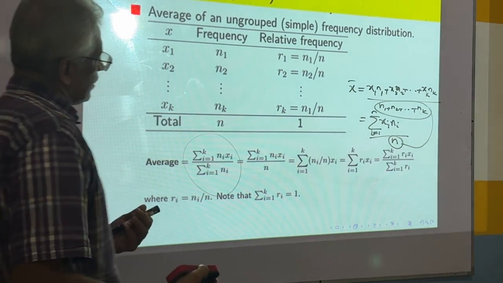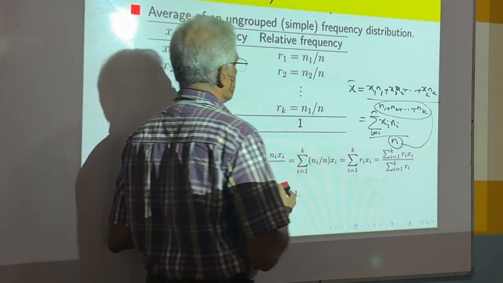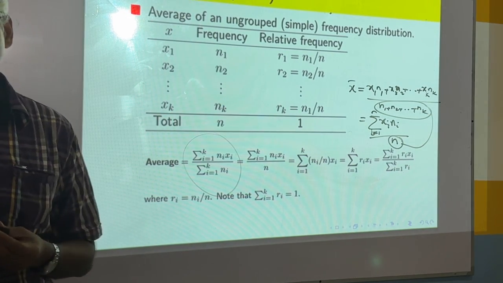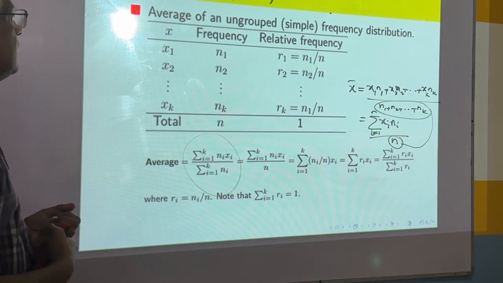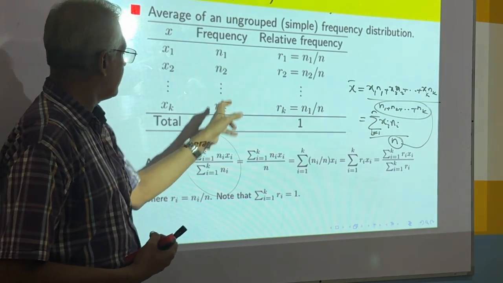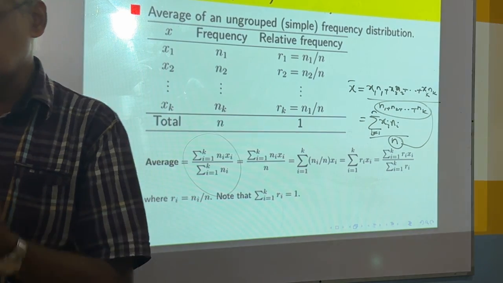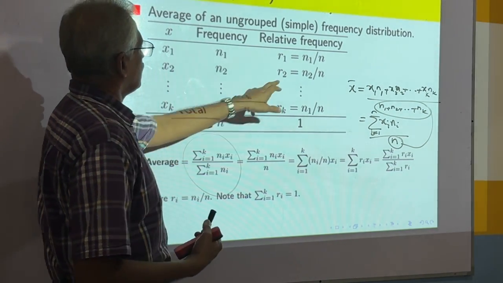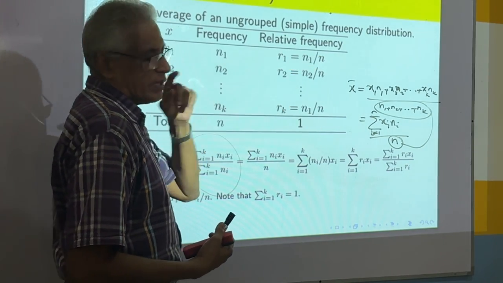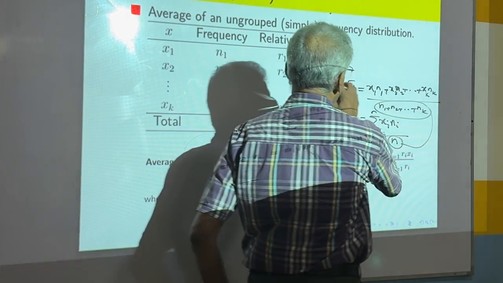But if you want, you can write down the same thing in terms of the relative frequencies also. Right. So in the last class I explained what the relative frequency is. Relative frequency is the same as the proportion. So for this observation, relative frequency is equal to N1 divided by the total N. So that is the proportion of X1s in the sample. And relative frequency R2 is equal to N2 divided by N. So we will denote them by R1, R2, R3 and so on.